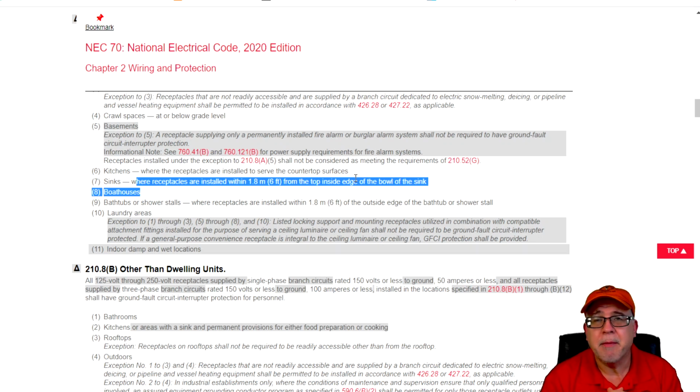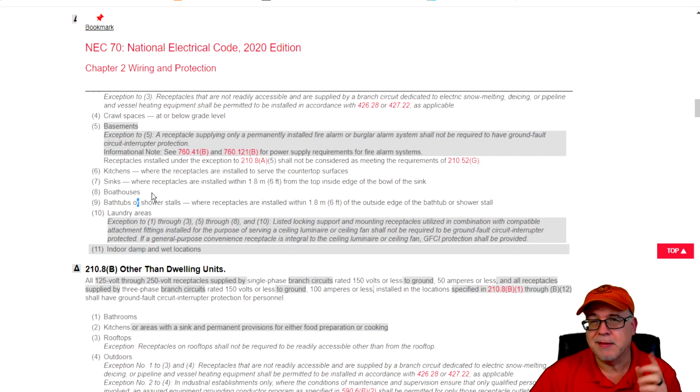On paper, it probably would be still considered readily accessible. But again, you have to look at the definition, apply it to your unique situation, and then kind of move from there. I can't do that for you. Okay? You can certainly agree to disagree. And that's okay. The next one is, and this would apply to any sink, mind you, in the entire dwelling unit. Okay? Number 8, boathouses.